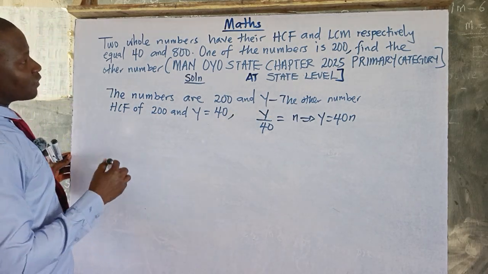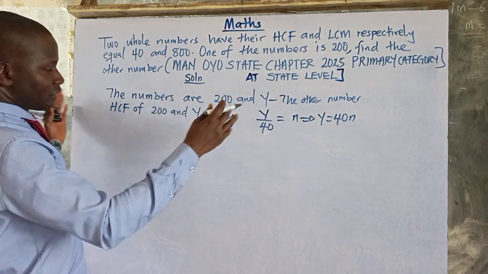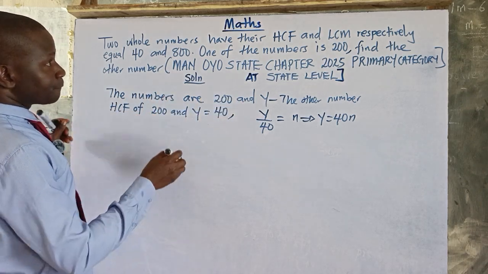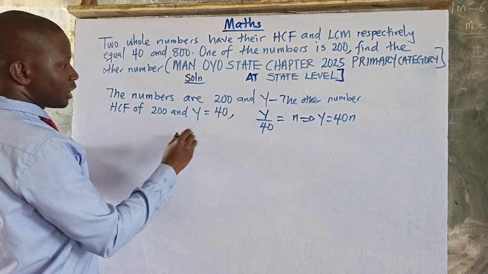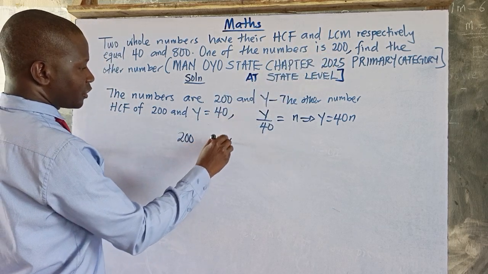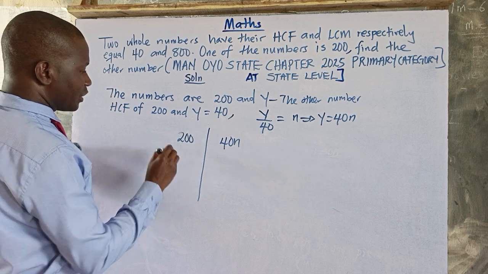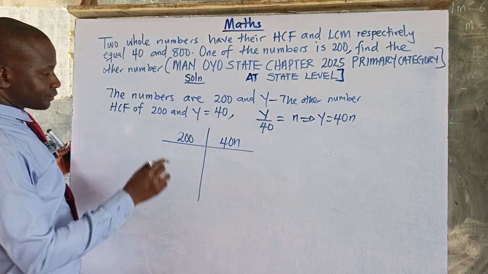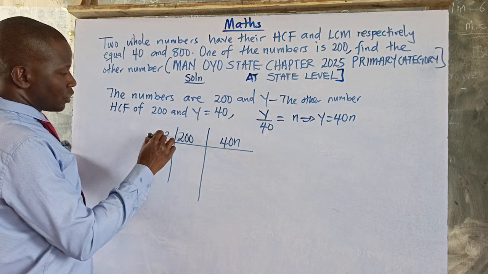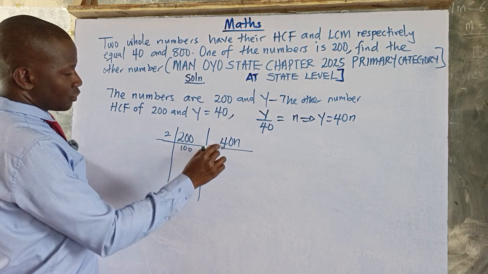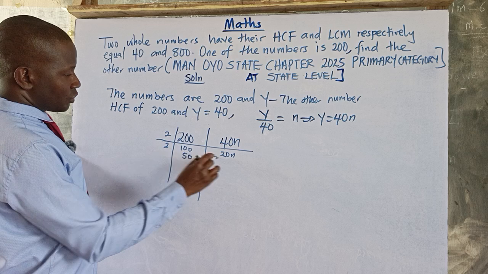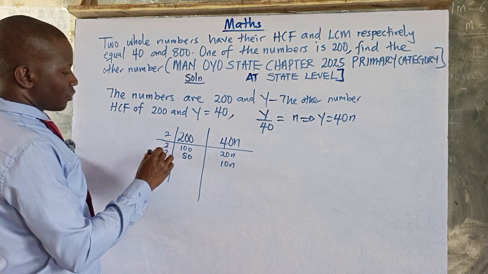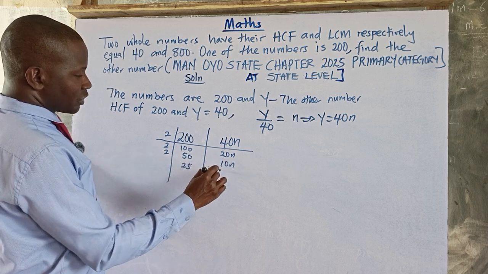Now, using the knowledge of solving the LCM, using the long division method, we are using a table here. One number is 200, the other number is 40n. Let's continue dividing until we have 1. So we are dividing by 2. 2 goes in 200, 100; 2 goes in 40n, 20n. 2 goes in 100, we have 50; 2 goes here, we have 10n. 2 goes in 50, we have 25; 2 goes here, we have 5n.